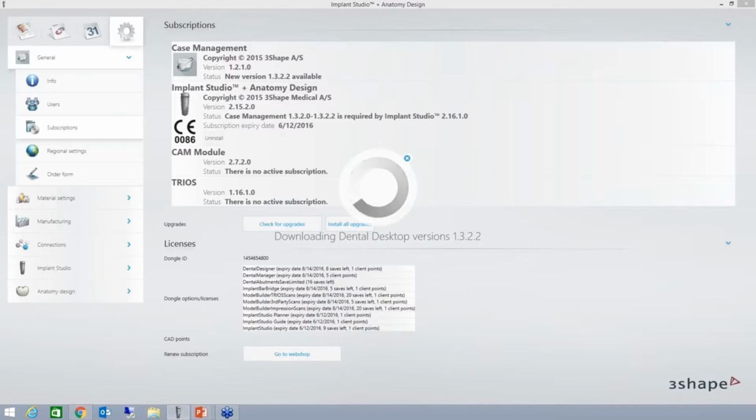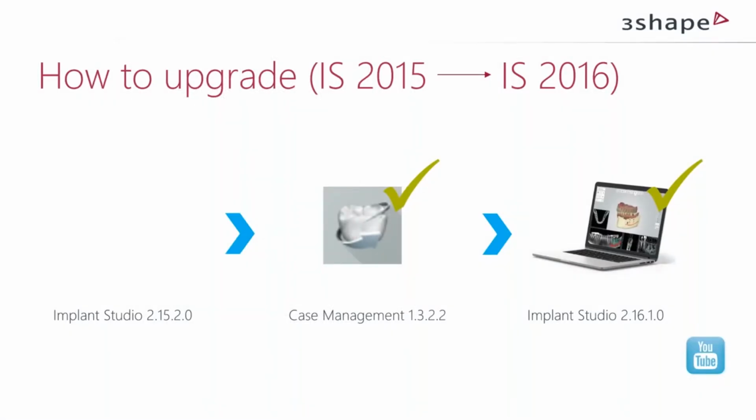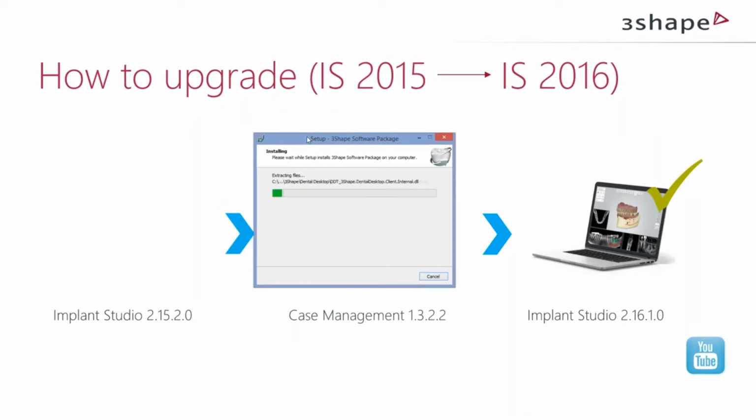The installation process takes a few minutes, and also a couple of minutes to download a new version of Case Manager. If you are using an earlier version of Implant Studio 2015, then you have two ways of upgrade. First is to upgrade to the following version of 15, or simply run the installer of 16 version, and you will be upgraded to that version as well.